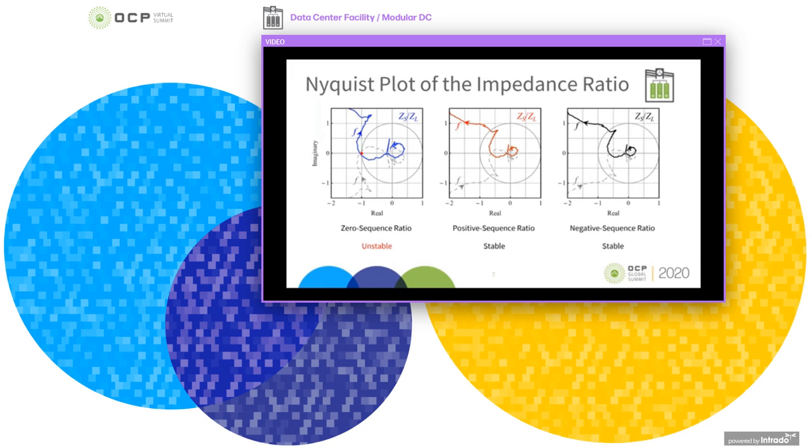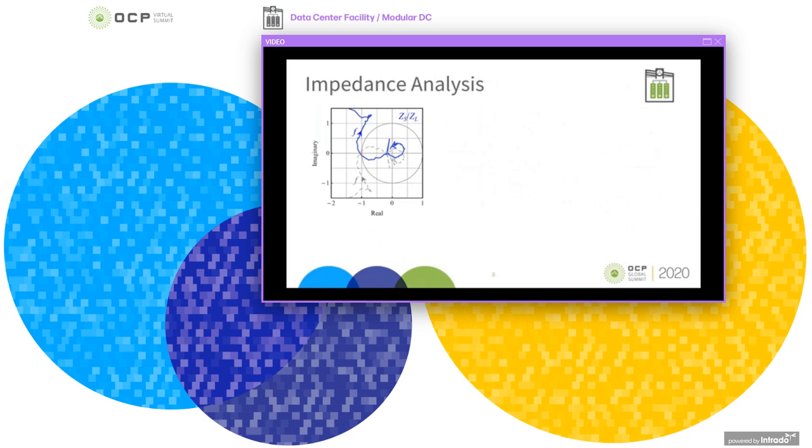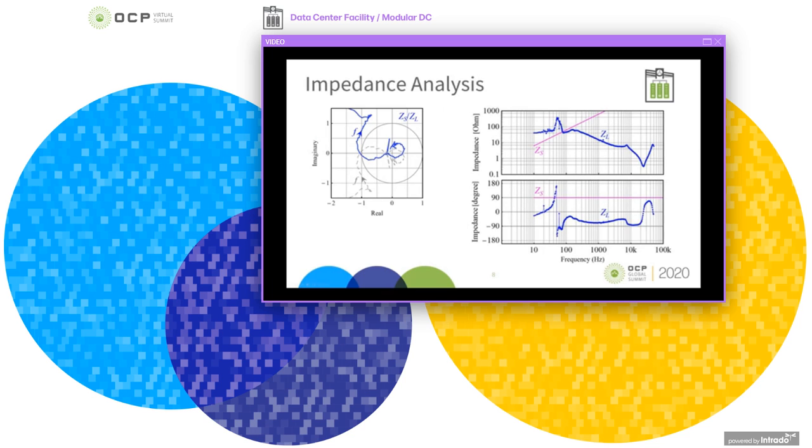So from this analysis, we conclude that the zero sequence impedance ratio shows or predicts instability. This is a more detailed analysis of the zero sequence impedance ratio between the source and the load. The plot on the right shows in blue the load impedance that we can measure in the lab, and in pink the data center impedance that we can also measure. The data center impedance is mostly inductive, represented here by this straight line. It's mostly inductive because it's mostly composed of cables and copper in the switchgear that represents the data center.